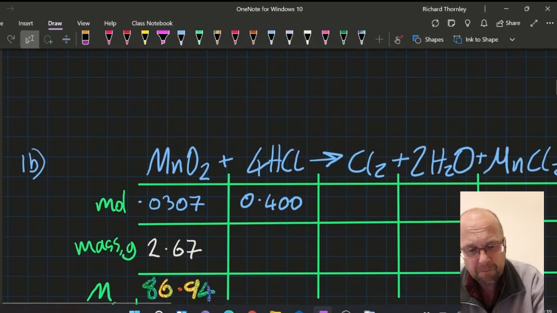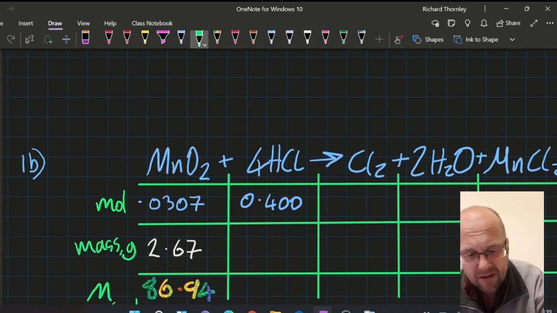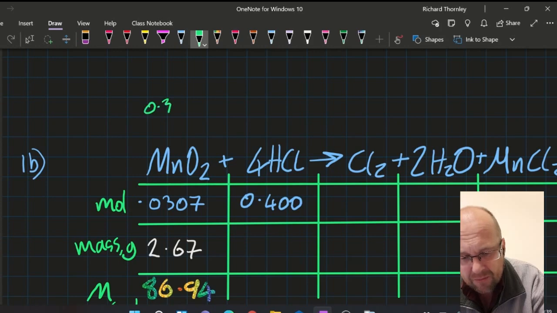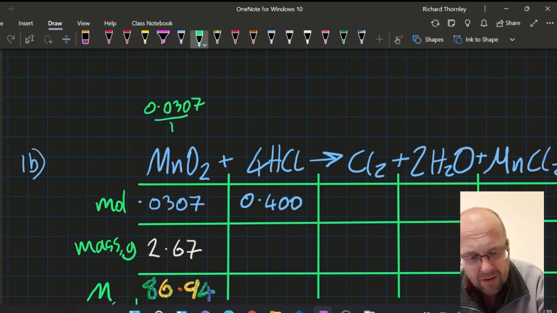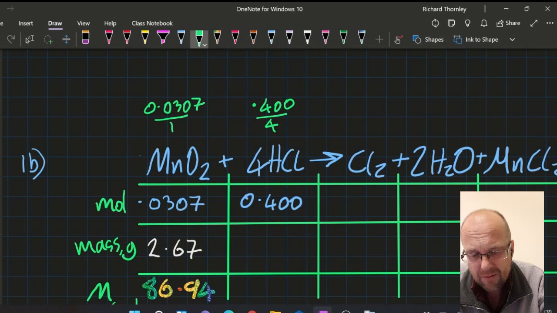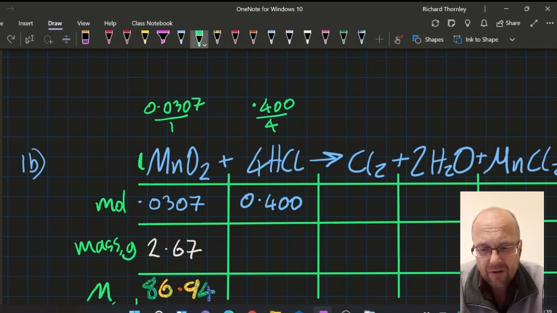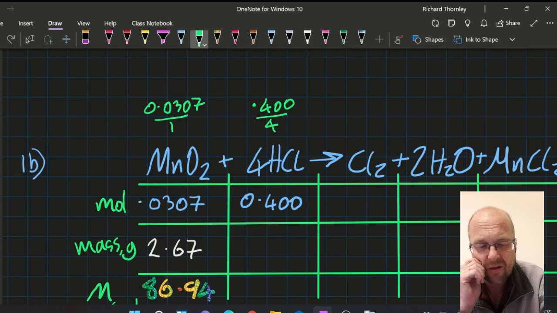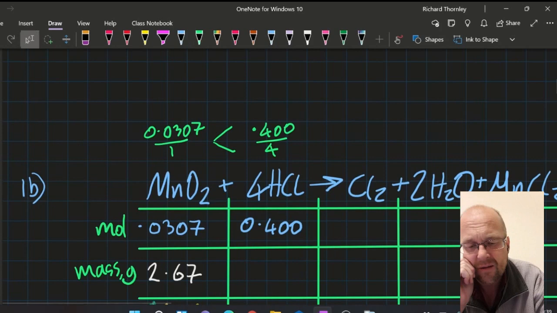So this is how you prove it. What you do is above the reactants, I'm going to put 0.0307 divided by 1 and 0.400 divided by 4. Where did I get those numbers from? Well, there's the 1, there's the 4, and the moles. Whichever is lowest of those fractions is limiting. So I think it's pretty obvious that that's lowest, and so this one is limiting.